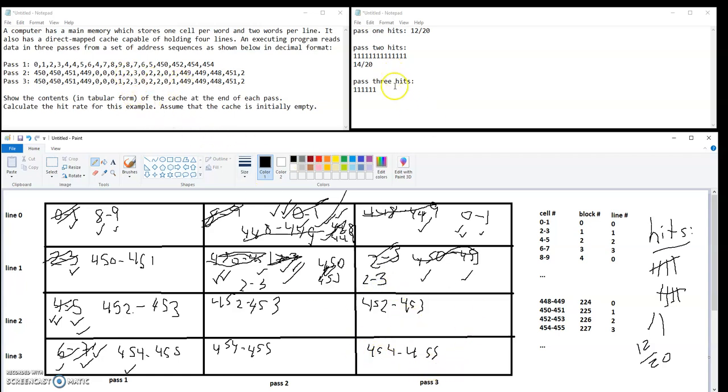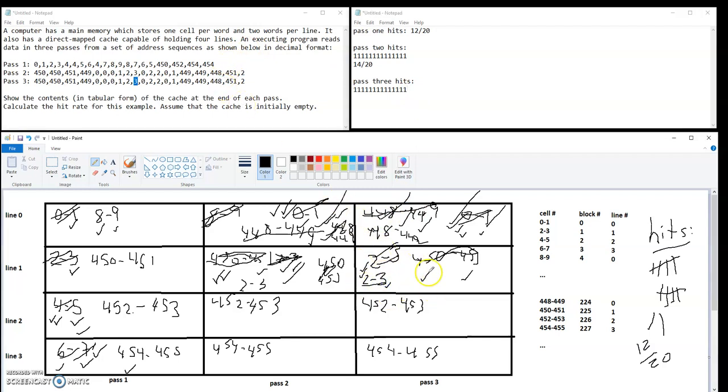2 was a miss, brought in 3, and 3 was a hit. Right here. 0's a hit. 2, 2, 0, 1. 2, 2, 0, 1. 449. We have this thrashing behavior. 448. 449. 0, 1 is ejected. 449 the second time is a hit, and so is 448.